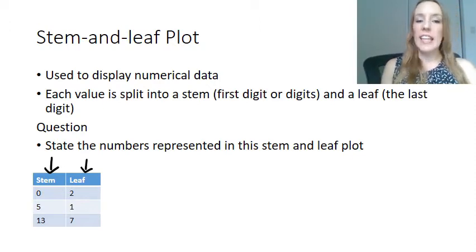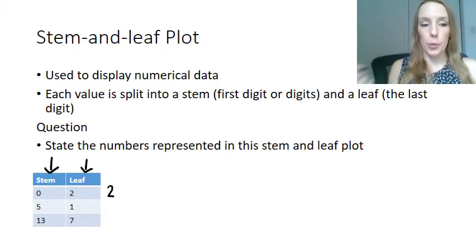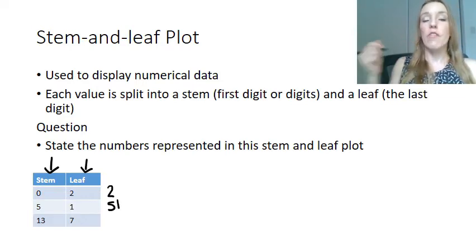So our question is, state the numbers represented in this stem and leaf plot. So for the first one, our stem, which is our first digit, is 0, and our leaf is 2. So that would actually just be representing the number 2. Our second one, our first digit is 5, and our leaf is 1, which is our last digit, so it's just 51.